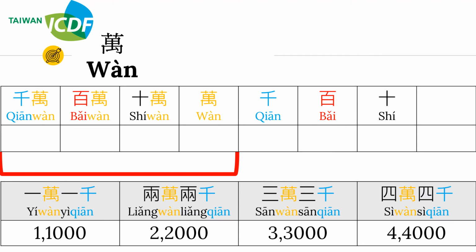Because 11,000 is a 5-digit number, we need to use 一 and 千. So 11,000 is 一万一千. 22,000 is 两万两千. 33,000 is 三万三千. 44,000 is 四万四千.